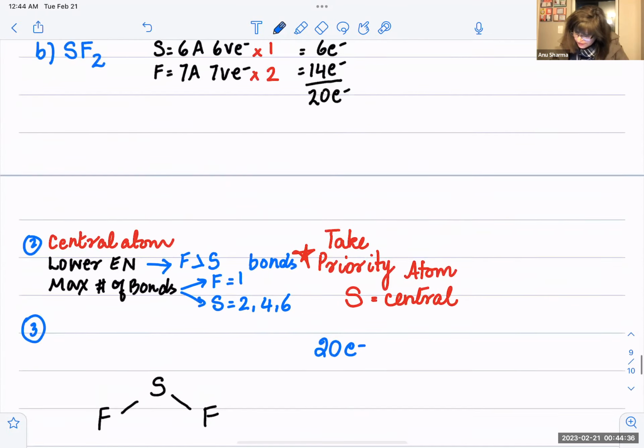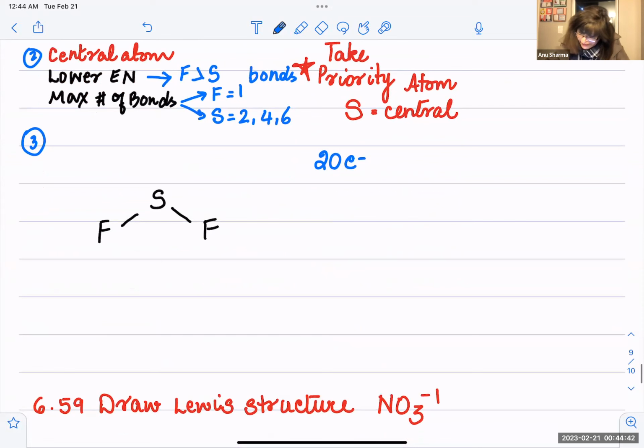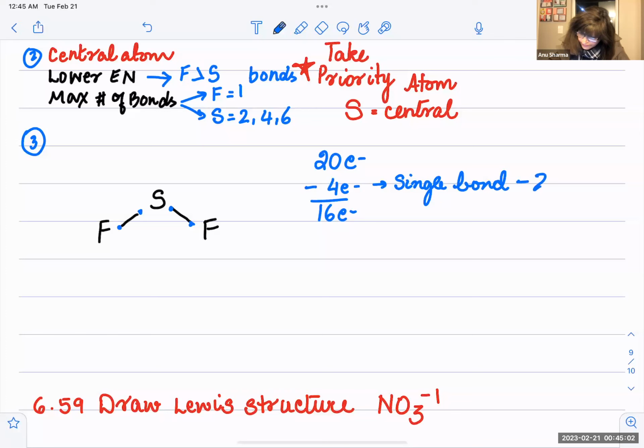20 electrons, and out of that we have used 1, 2, 3, and 4, minus 4 electrons, and we are left with the remaining 16 electrons. So what do we do with the remaining 16? These 4 electrons, I'm going to put here, used in single bonds, and these are 2 single bonds, and the 16 electrons we are going to use to fill the octet of the outer atoms first.